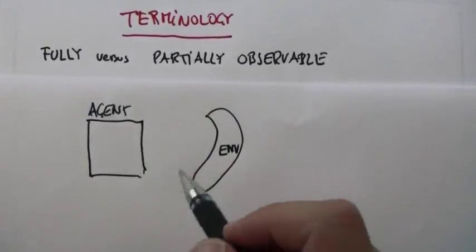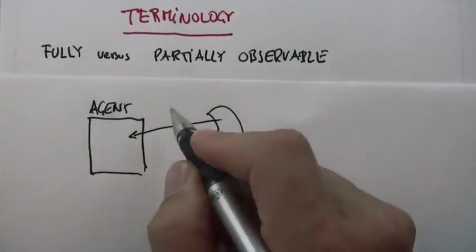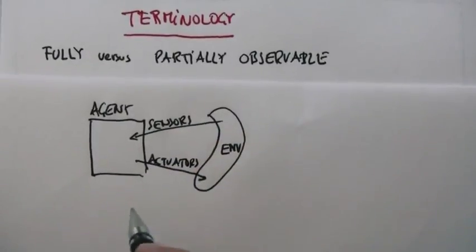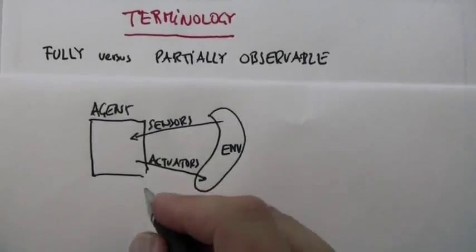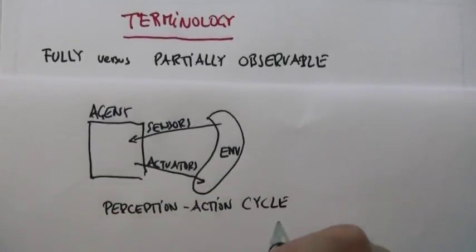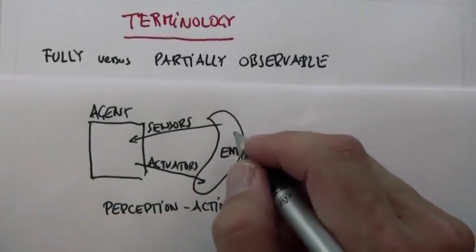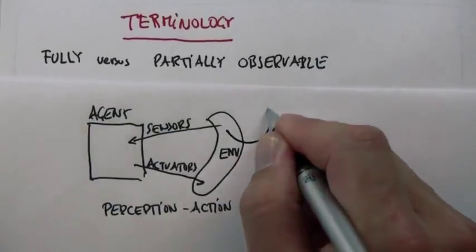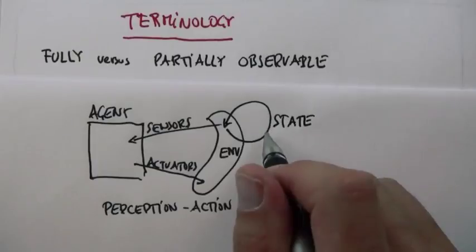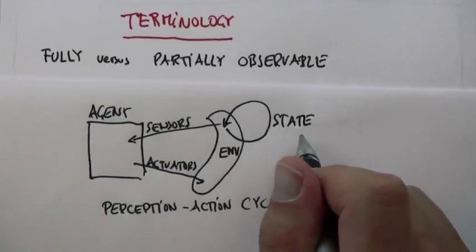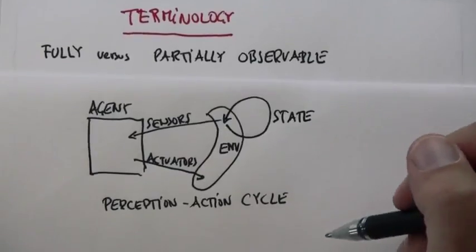To fully understand the difference, consider the interaction of an agent with the environment through its sensors and its actuators. And this interaction takes place over many cycles, often called the perception-action cycle. For many environments, it's convenient to assume that the environment has some sort of internal state. For example, in a card game where the cards are not openly on the table, the state might pertain to the cards in your hand.